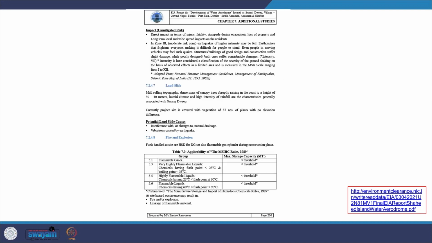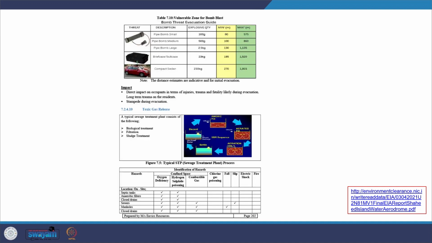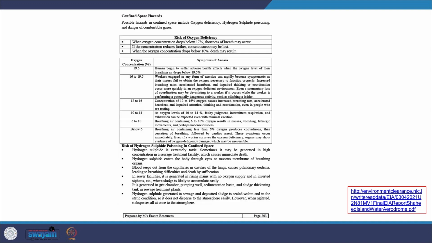And then you can see here landslide, same way you can see fire and explosion. So what are the rules which they have to abide by? So that has been studied here. So you also see any kind of vulnerable zone for bomb blast, which can also likely happen in a place like this. So what kind of threats are there, what are the possibilities, and what will be its impact? Likewise, you can see toxic gas release which can happen. They have studied that as well. And what are the risks of oxygen deficiency?